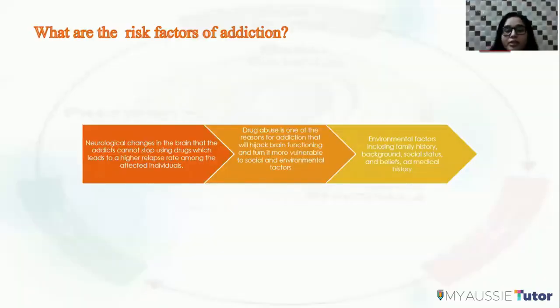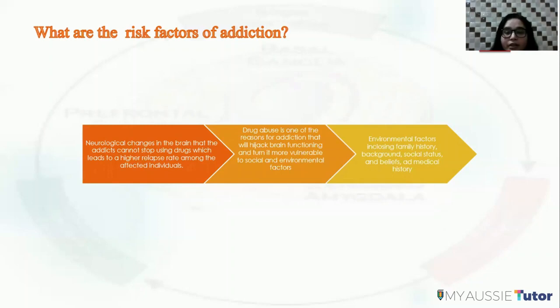What are the risk factors that contribute to addiction, especially among children as well as other age groups? We know that neurological changes from birth mean addicts cannot stop using drugs, which leads to a higher relapse rate among affected individuals. We also know that drug abuse is one of the reasons for addiction that will hijack brain functioning and make it more vulnerable to social and environmental factors. A person who is an addict, whether a drug addict, alcohol addict, smoking or tobacco addict, has brain functioning hijacked and becomes vulnerable to various other illnesses, in which depression and anxiety are the two common issues.